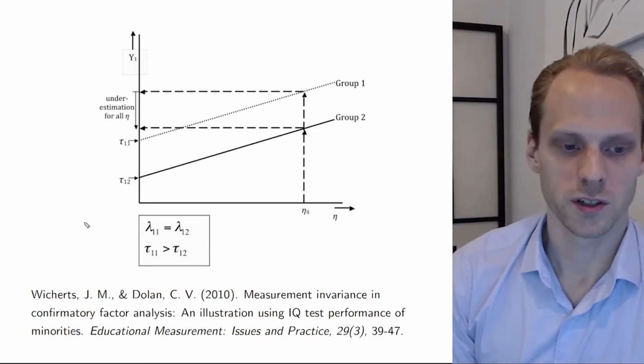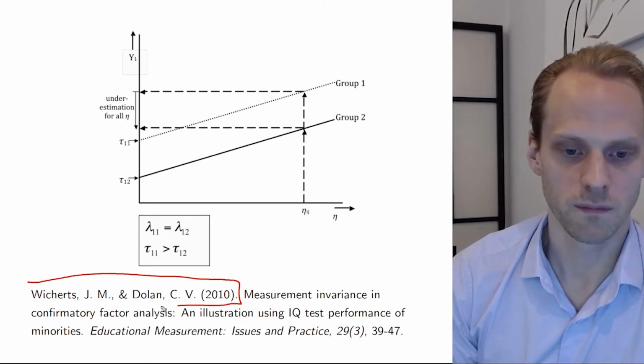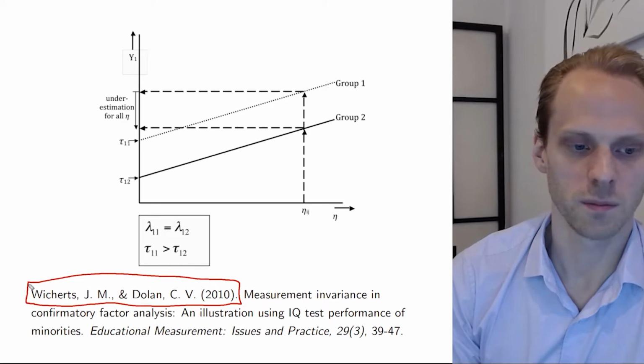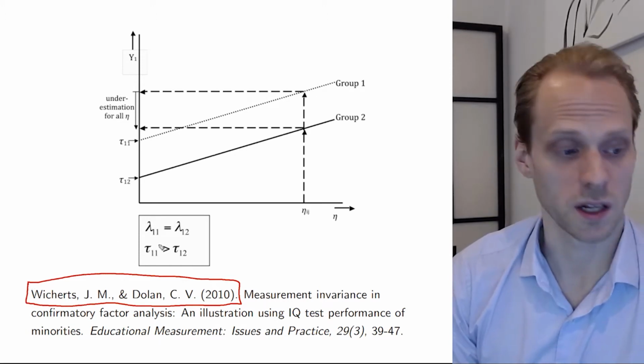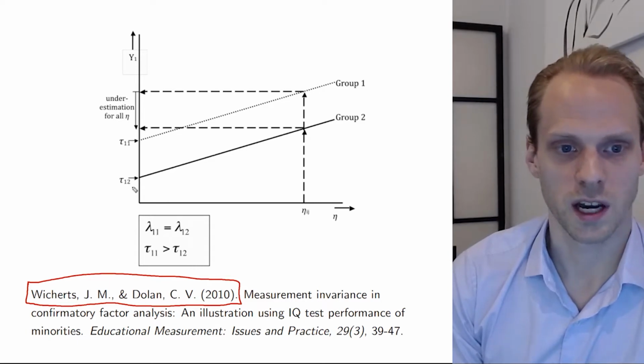So measurement invariance is also explained in this really nice paper by Jelte Wicherts and Conor Dolan from 2010. That explains some really important concepts in detail, and also the steps that I show in the slides as well. So this is an example of a test item that's biased.